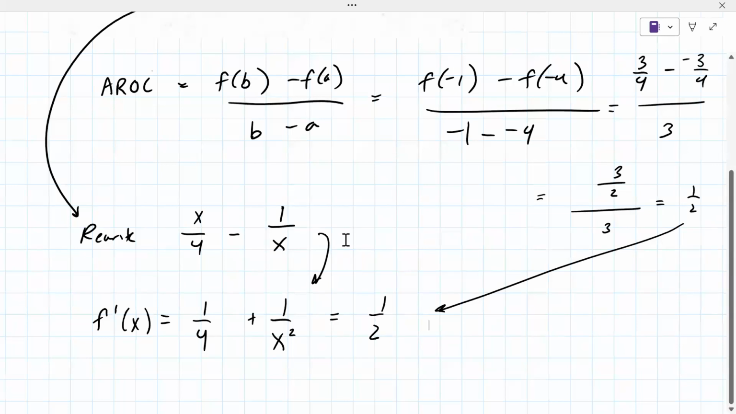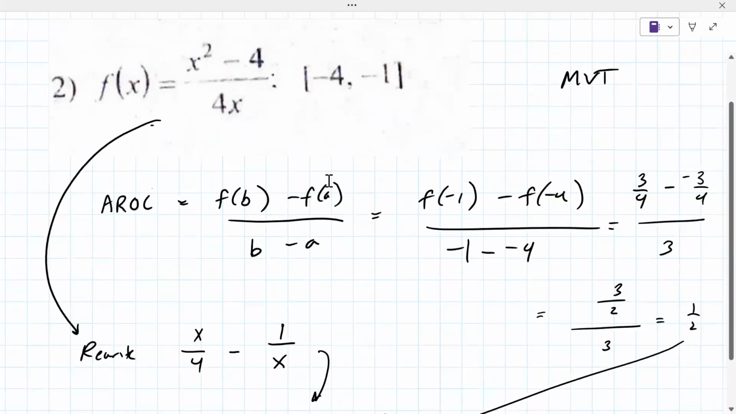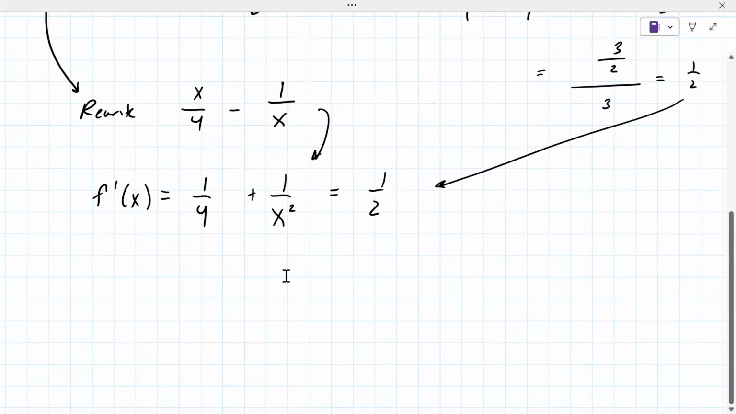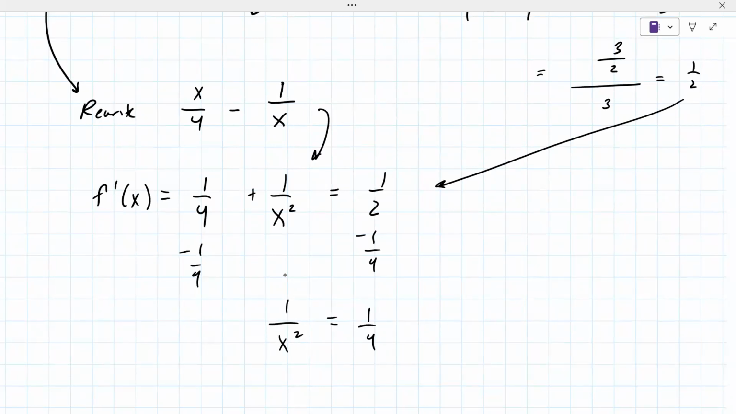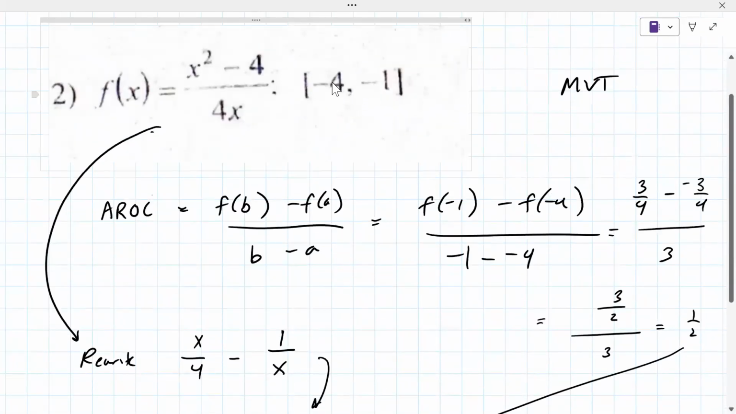So you set this equal to 1/2, the average rate of change. And there's some C value between A and B that this works for. So when you subtract 1/4, you get 1 over x squared equals 1/4. And so you find that x is either plus or minus 2. And so you want the one that's in this interval. It's really important that you don't just say they both work. You have to say that only the one in the interval works.